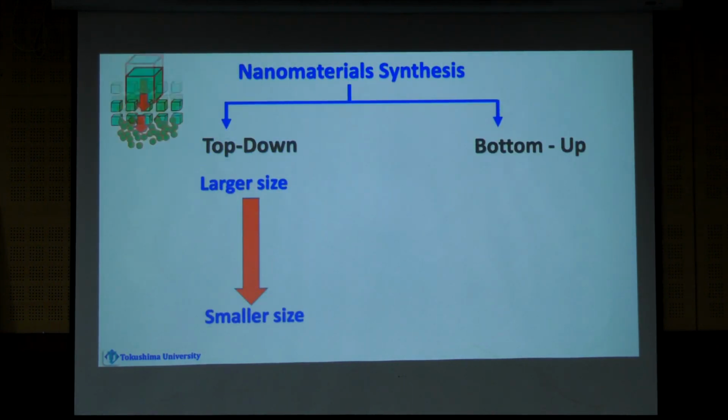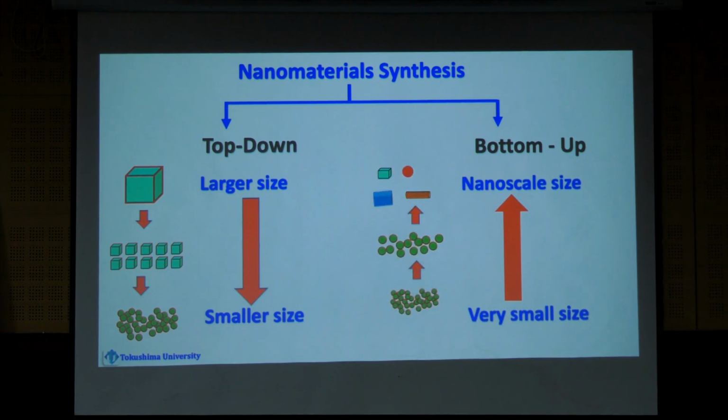So nanomaterial can be synthesized two ways. One way is from larger size to smaller size, top down. And another, you start with very, very small size. It may include chemical reaction starting from atomic level. And then you end with various kinds of nano-shaped particles or structures. So that one is bottom up, from down to up. And this one is top down. You start with bigger size and end up with small size particles.